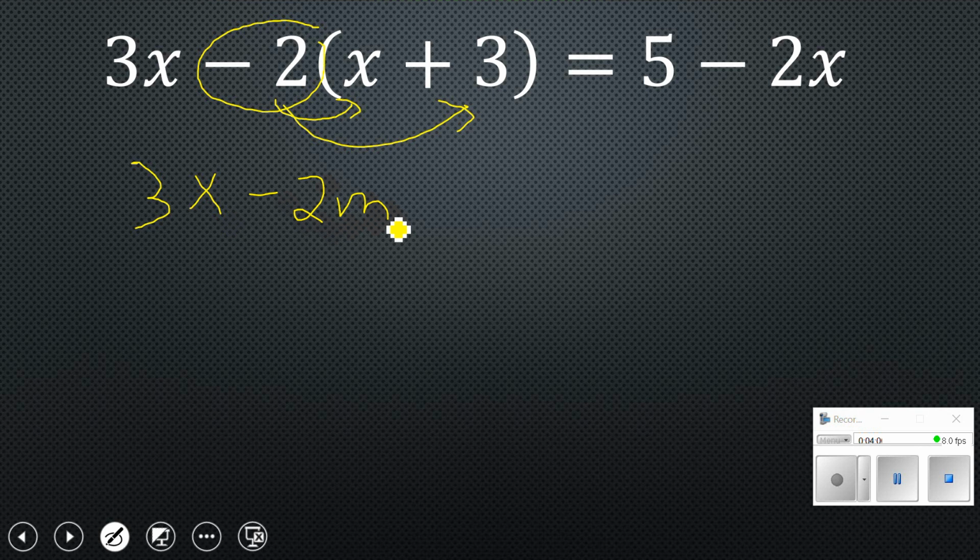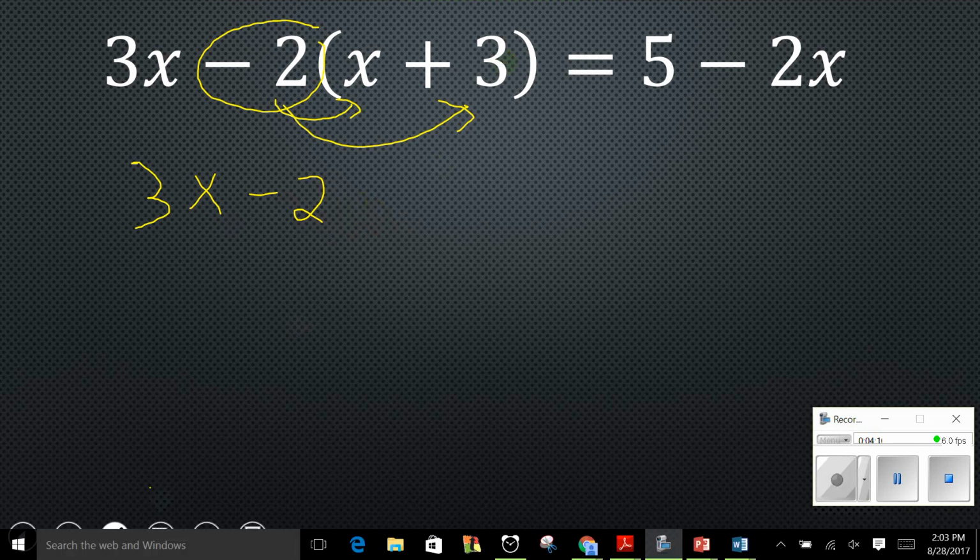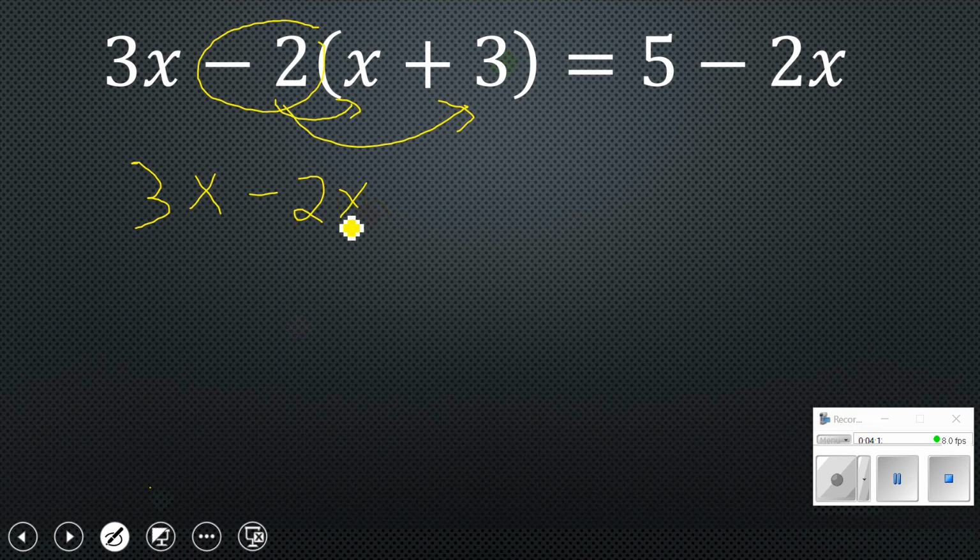Whoops, not m, it's x. Okay, now that I have my variables straight, that's going to be an x there. And then we're going to be subtracting 6 because we're doing negative 2 times 3, which gives us negative 6. And on the right side, notice I haven't done anything yet because I just want to do the distributive property on the left side first.